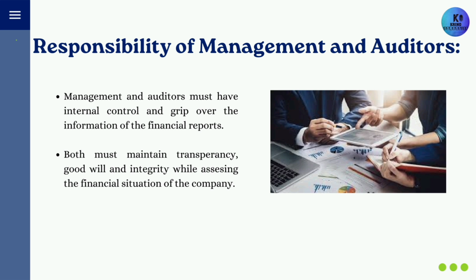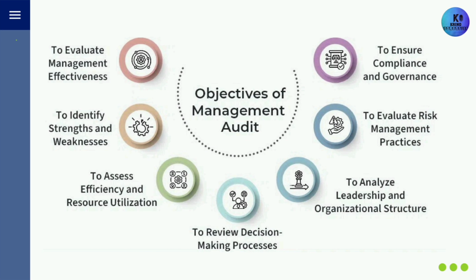Let's look at the responsibility of the management and auditors. Think of a company as a moving car. The management is the driver, responsible for steering honestly and keeping things in control. The auditors are the inspectors, checking if everything is working and nothing is hidden. If either one fails, the whole company can crash. Both the management and auditors must maintain integrity, transparency, and goodwill while they are assessing or maintaining the financial situation of the company. Now, the objectives of a management audit: they will look at the management effectiveness.